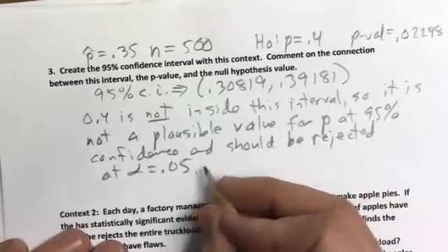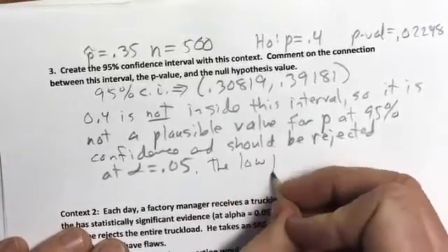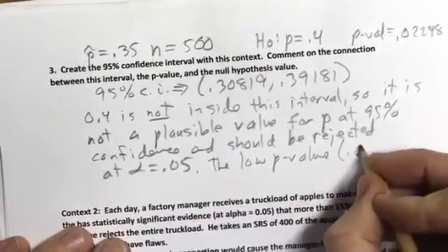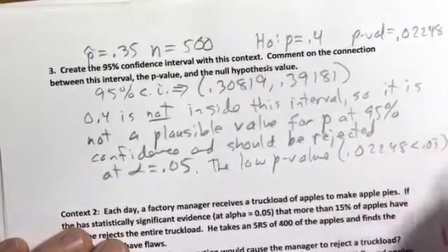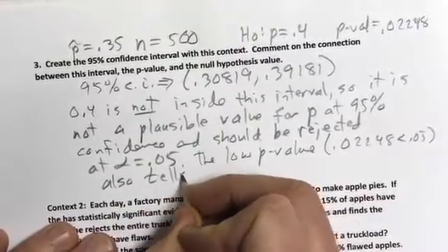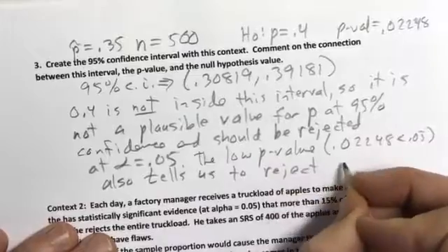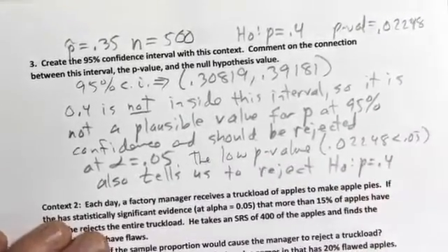So anyway, let's mention the p-value. The low p-value, 0.02248, which is less than 0.05, also tells us to reject the null hypothesis of P equal to 0.4. There you go. So that's that.